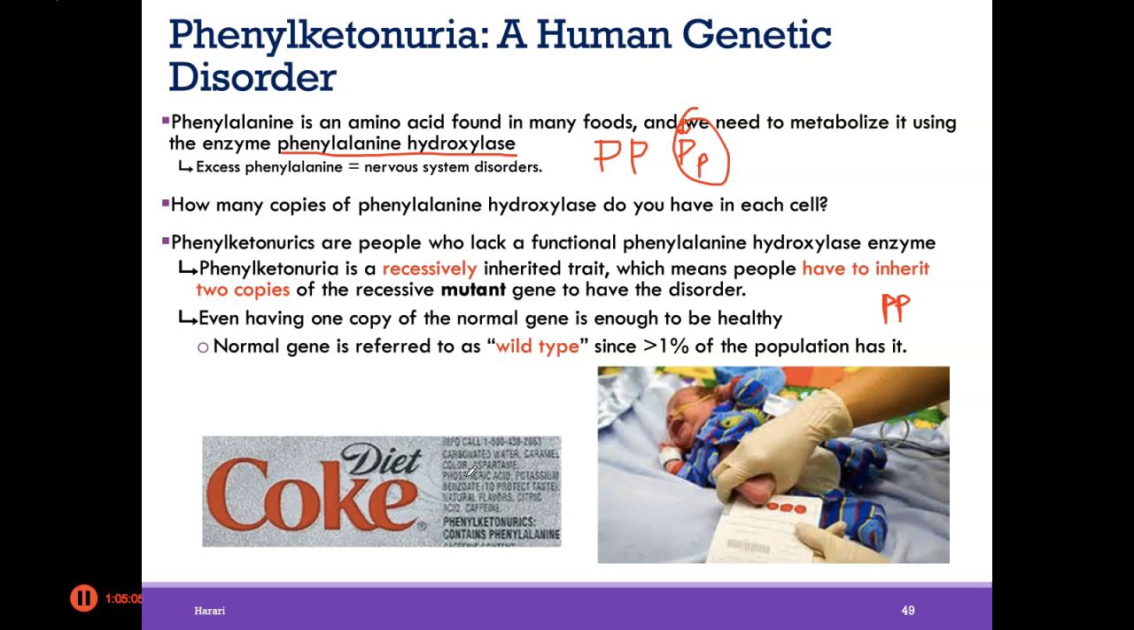And Diet Coke has a label: Phenylketonurics, contains phenylalanine, right? Aspartame, which is the sweetener, contains phenylalanine. So if you're a phenylketonuric, meaning you do not have this enzyme, you cannot drink Diet Coke. And it's not good for you anyway, so you shouldn't be drinking too much, regardless.